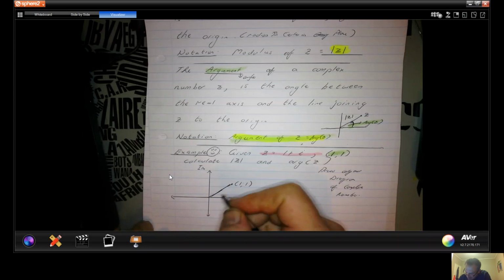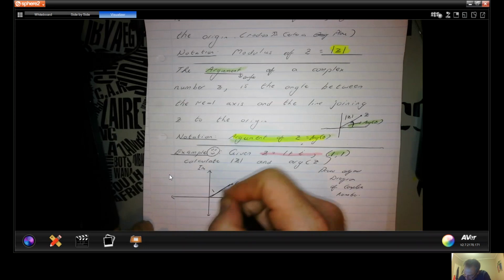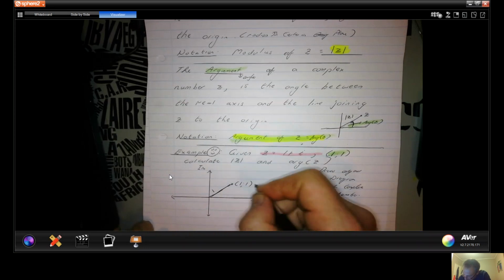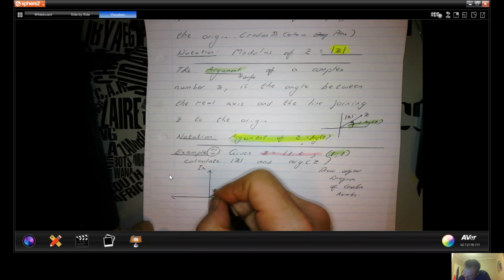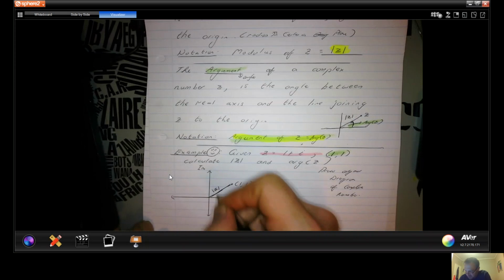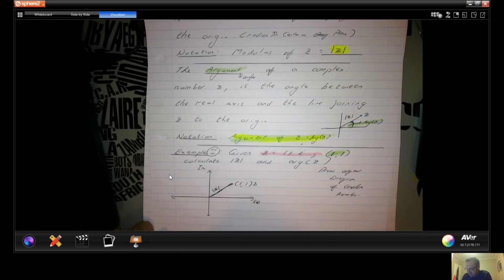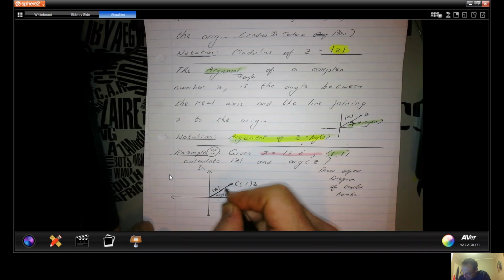The distance from the origin to the point, the point z at (1, 1), is mod z. And this angle over here is the argument of z. Often we just label it as theta, like we did in trig. That's what they mean by the argument of z, and that's the modulus of z.